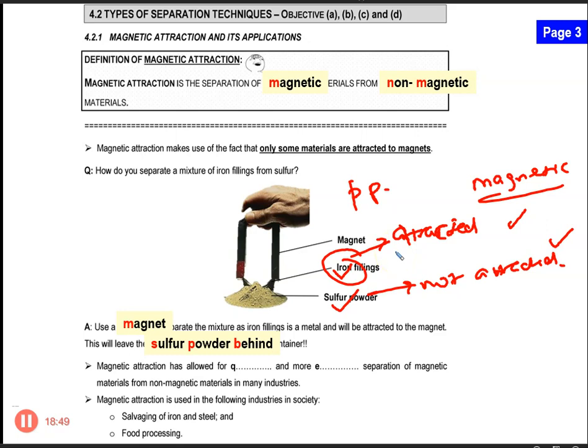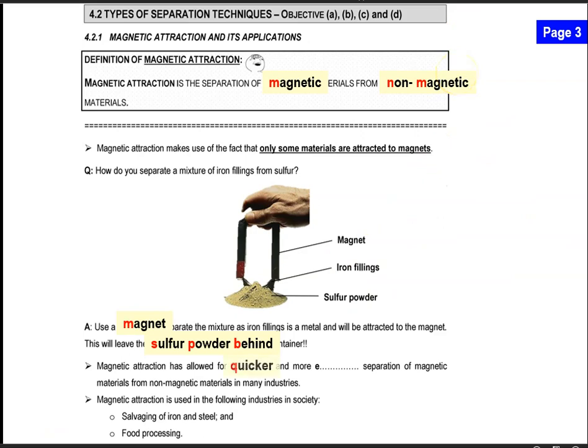Now, what does magnetic attraction allow? Basically, it has allowed for a quicker and more efficient separation of magnetic materials from non-magnetic materials in many industries. So currently, we spoke about the definition of magnetic attraction. We saw how physical properties have affected the choice of magnetic attraction. We talked about an example of how magnetic attraction is used when we want to separate iron from sulfur. We talked about the advantages of magnetic attraction, which is it being quicker and efficient.